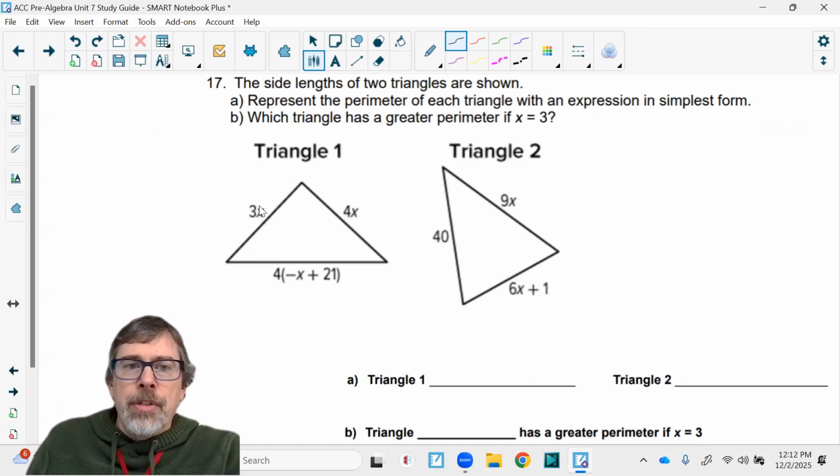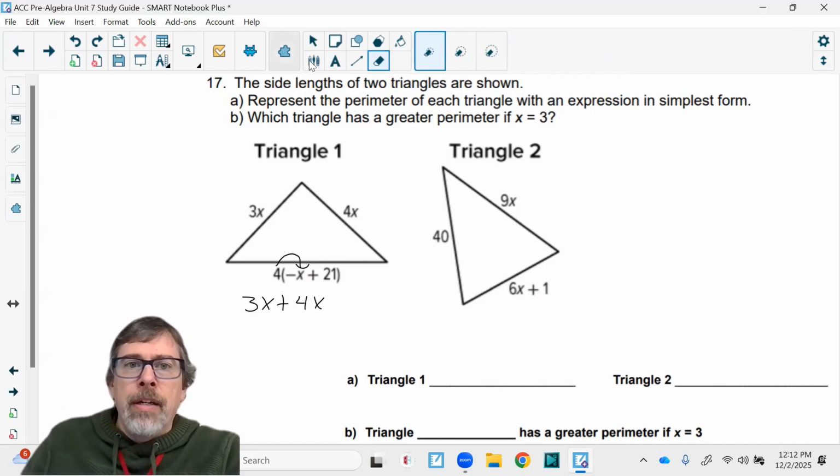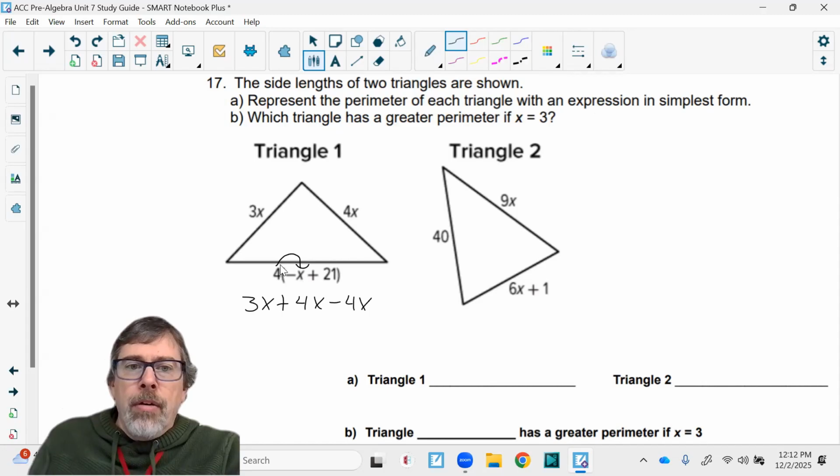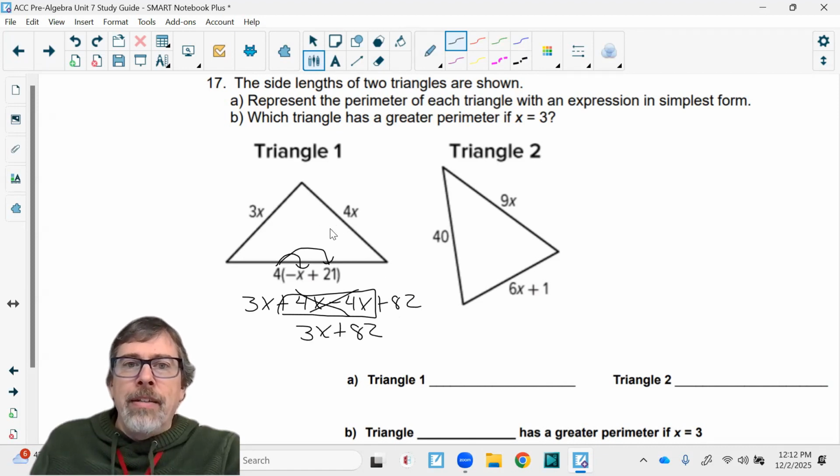Okay, so the first thing I'm going to do is combine like terms. So it's going to be 3x plus 4x plus, and I'm just going to distribute here. Positive times a negative is negative, so I'm going to erase this plus sign and put a minus. 4 times x is 4x. Positive times a positive is positive. 4 times 21 is 82. So this is a zero pair right here, and that goes bye-bye. So we get 3x plus 82 as an expression simplified for triangle 1's perimeter.